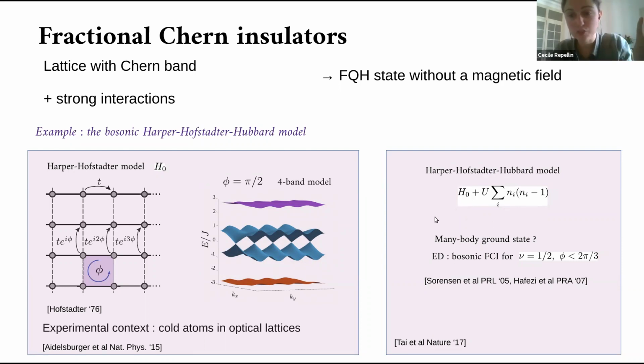Numerical studies have shown that for filling fraction 1/2 of the lowest band, filling fraction 1/2 of these red bands, the ground state is actually a bosonic fractional Chern insulator, which is equivalent to the nu equals 1/2 Laughlin fractional quantum Hall state, for some values of the flux, small values in particular. So in the rest of the lecture, I'll talk a little bit about how we know that. How do we extract numerical data in order to make this type of conclusion?